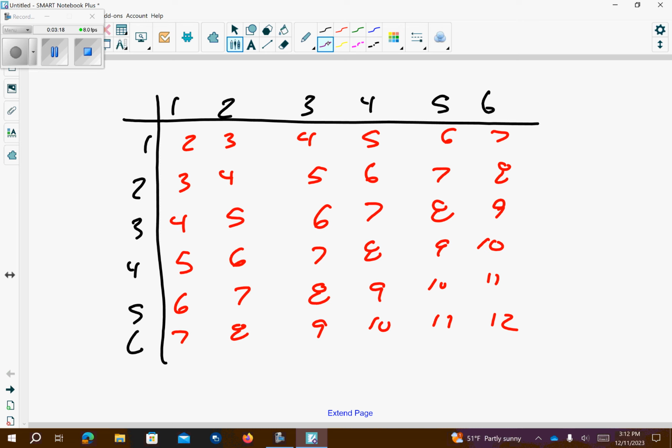All right, so this is my sample space. So this is for problem number 3 on page 195. So this is the answer to A. This is our whole sample space.